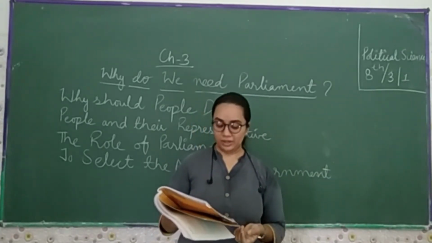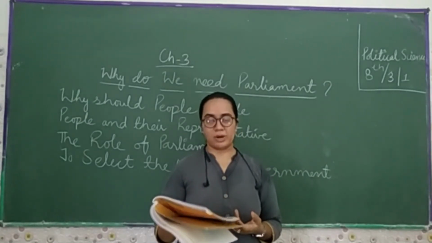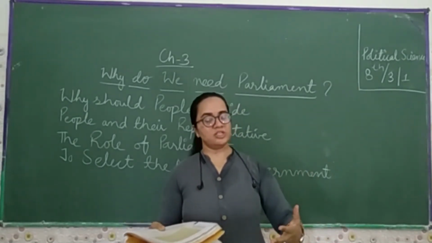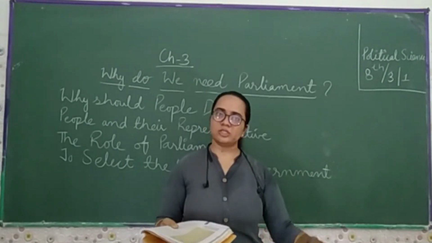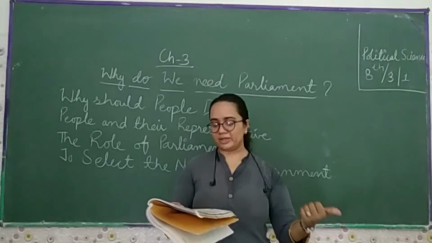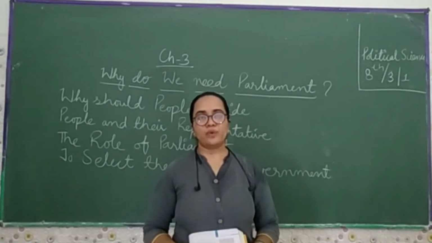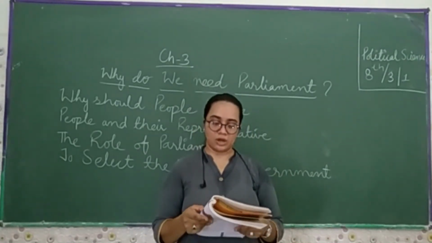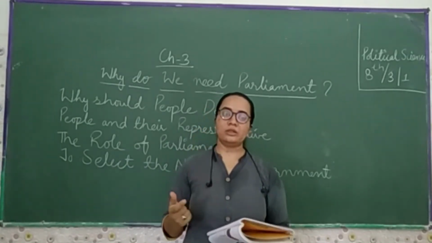Others, 23. Registered but unrecognized parties, 10. And independents, those who are not dependent on the major parties, 6. The total is 543. So this is the data of 1999, the 13th Lok Sabha election.